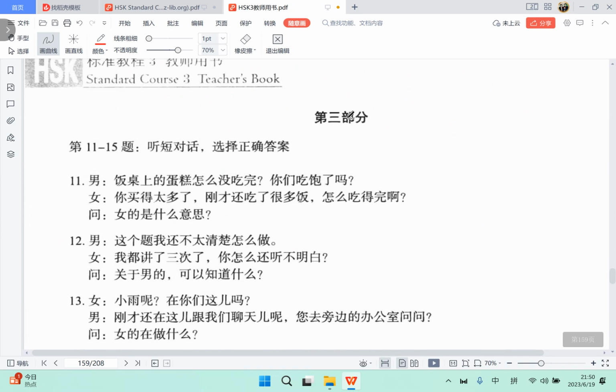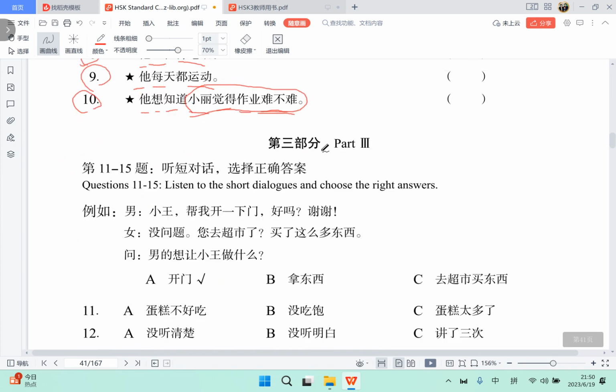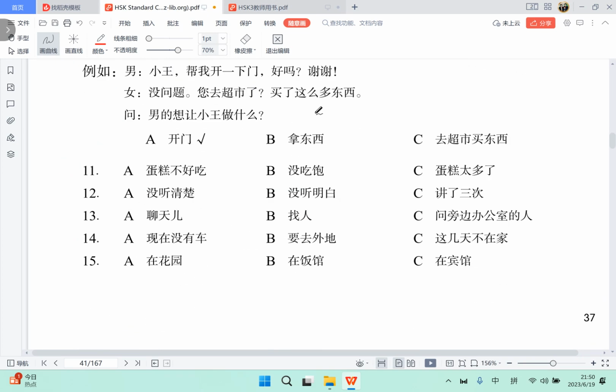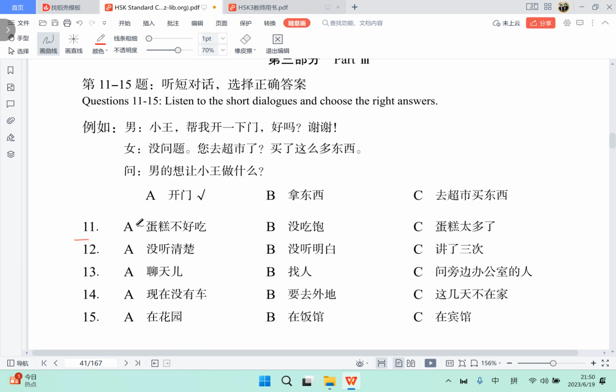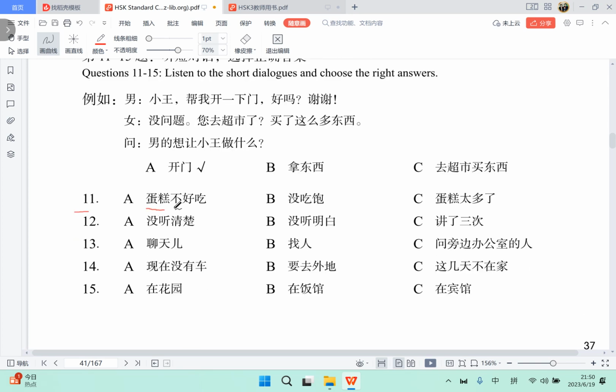Okay, go to the third part, 第3部分, and we check the options first. 第11题蛋糕不好吃, the cake is not good taste. B 没吃饱, so haven't been fulfilled, right? So they ate but haven't been fulfilled. That means they still need to eat more.